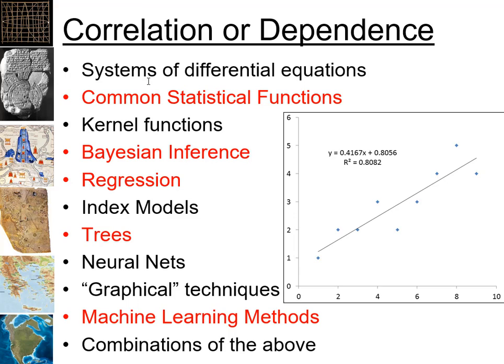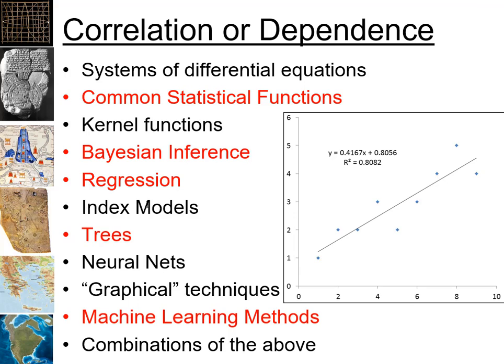There's a whole bunch of different methods for doing correlation or dependence models. Systems of differential equations were very popular when I was in school. Fortunately for all of you, they've pretty much fallen out of favor because we have much more powerful tools available now that really work better with what natural resource systems do. Common statistical functions like linear regression are good. We'll also look at GLMs and GAMs. Bayesian inference is kind of new. It's pretty cool. We'll talk about it. Of course, we're going to do lots of regular regression. Trees, we'll look at categorical and regression trees. Neural nets were popular for a while. They seem to be dropping off.